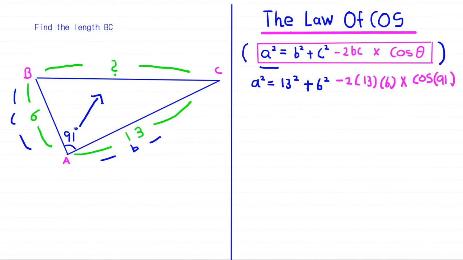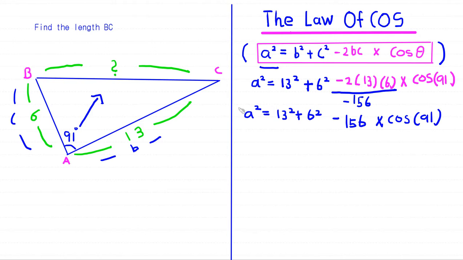And if you simplify more, this equation is going to give us, let's see, negative 2 times 13 is equal to negative 26. Negative 26 times 6 is equal to negative 156, sorry. And it's going to be A squared is equal to 13 squared plus 6 squared minus 156 times cosine of 91.